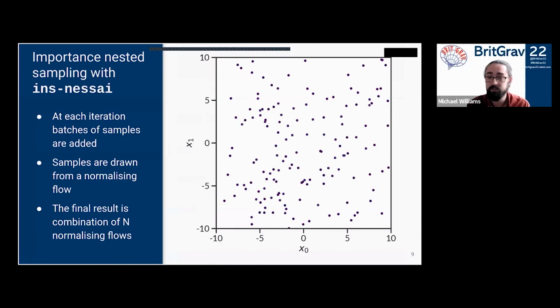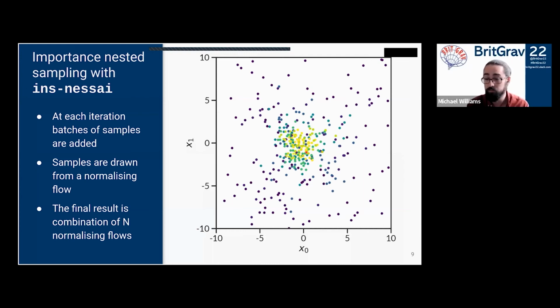I think the best way to understand the difference is to look at another animation. So here on the right-hand side, we have our version of nessai that uses importance sampling. And you can see here, points are being added in batches in these different colors. And what each of these batches represent is an iteration. And at each iteration, we've trained a normalizing flow to draw these samples. And basically all we're doing is drawing samples and directly adding them to our overall set of samples. And you can see as we do that, we get closer and closer to the maximum likelihood.